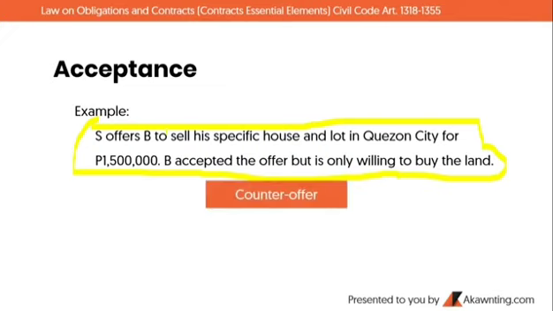Actually, this is a counter offer. This is what we call a counter offer. Okay? Ang sabi niya kasi, pero willing lang siyang bilhin yung lupa. So, in this case, pag si S, okay lang siya doon sa bilihin lang yung land, ibig sabihin, the counter offer was accepted. If the counter offer was accepted, we have consensus. We have consent. Okay? So, in that case, it will lead us to the perfection of a contract. Okay? So, tatandaan nyo po yung term na yan, counter offer. Kapag hindi absolute yung acceptance, we have counter offer.